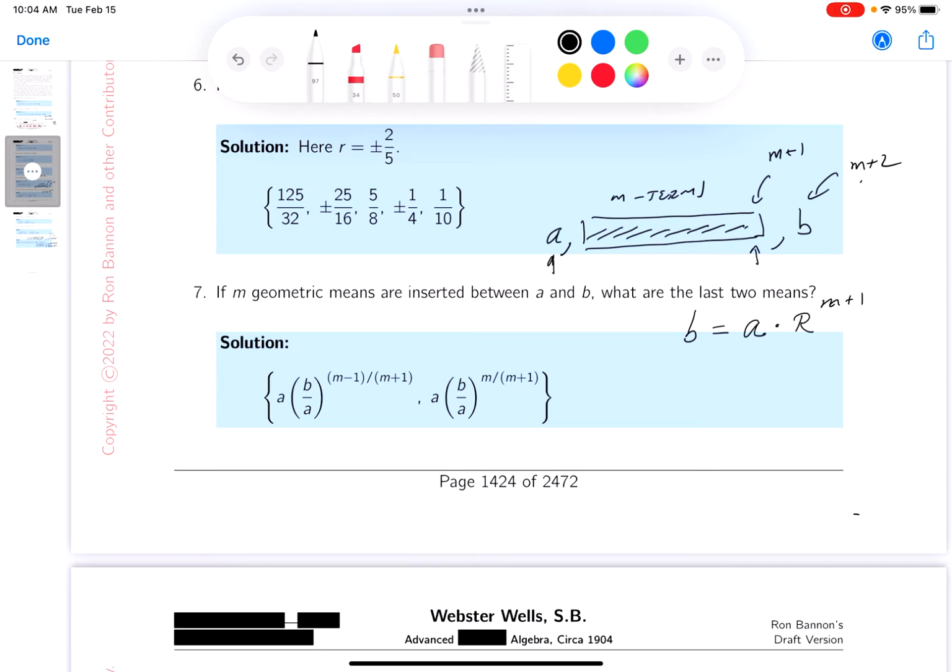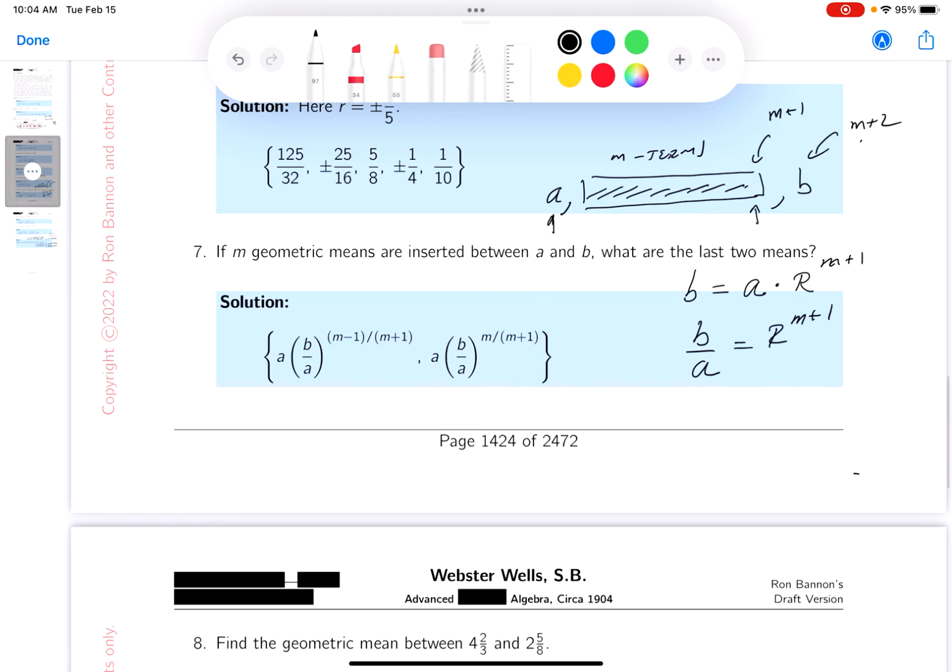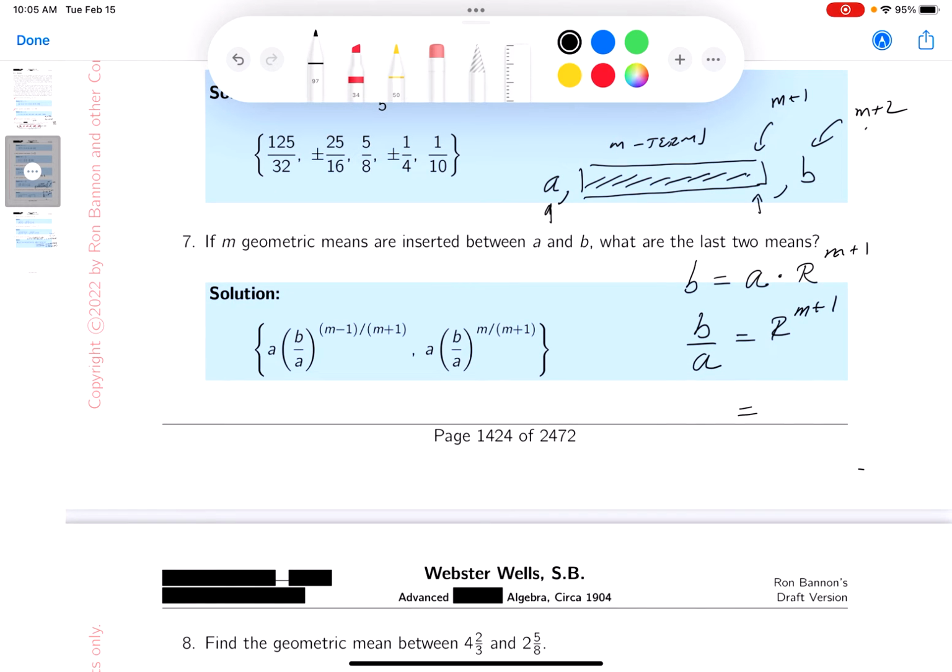All right? Now, gee, what are we going to do here? I guess it would be nice to know R, wouldn't it? So I'm going to say B over A is equal to R to the M plus 1. A little bit of trouble over here. I'm going to try to find out what R is. I know what B over A is, but let's figure out what R is. That's going to be B over A to the 1 over M plus 1. At least I know what R is.